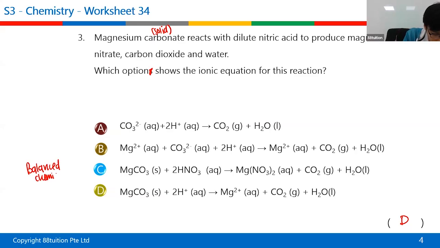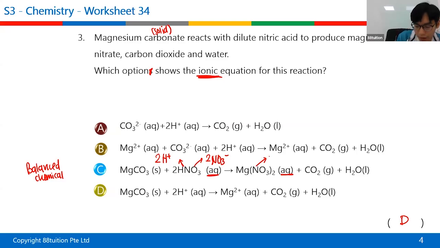This one is the full one. It shows everything, whether the ions are spectator or non-spectator ions. But if I want the ionic equation, I have to remember to split the ions out. Focus on all those aq, and split them up into their ions. For HNO3, nitric acid, I split it into H plus as well as NO3 minus. Since I have two of them, it's 2H plus and 2NO3 minus.